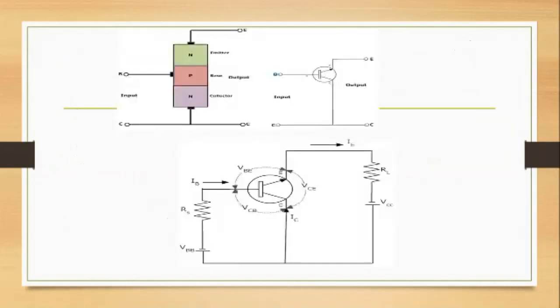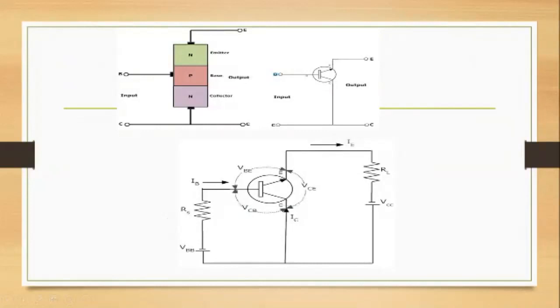So this is the circuit diagram of the common collector configuration. Each transistor consists of three terminals: emitter, base, collector. This side is input, that side is output. In this diagram, the collector is common for the input and output circuits. That is the common collector configuration.